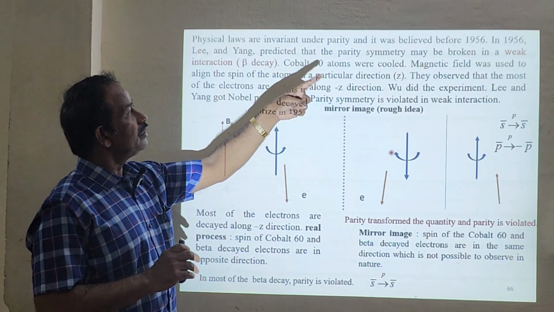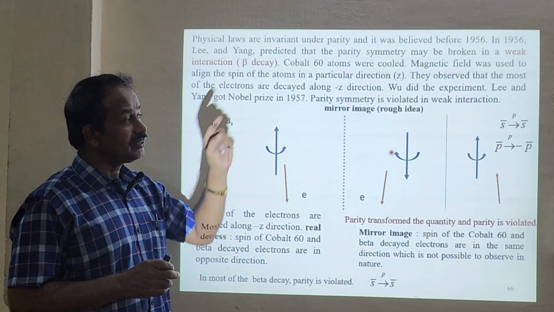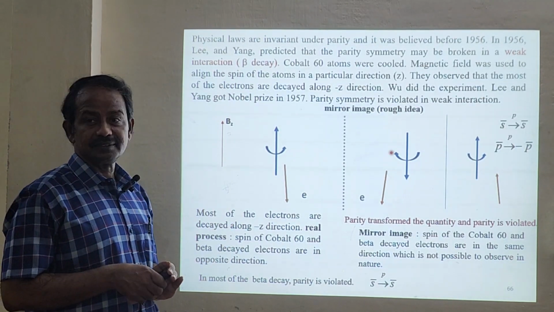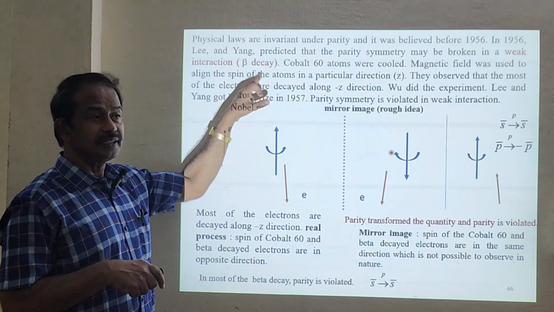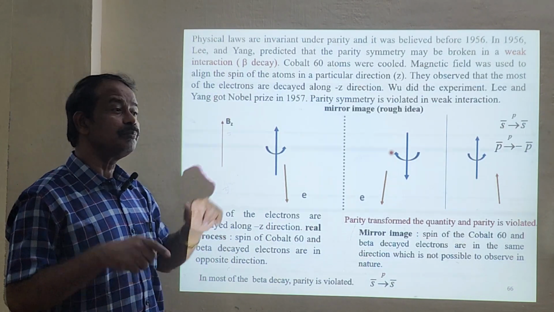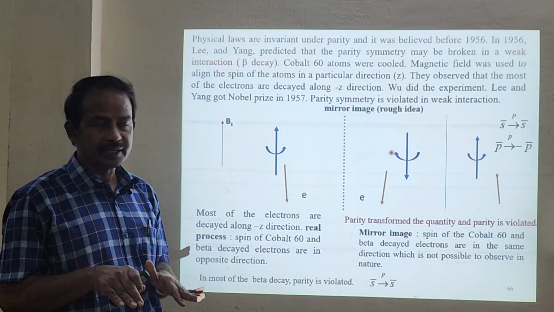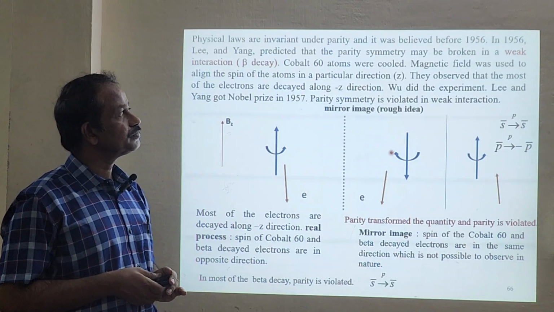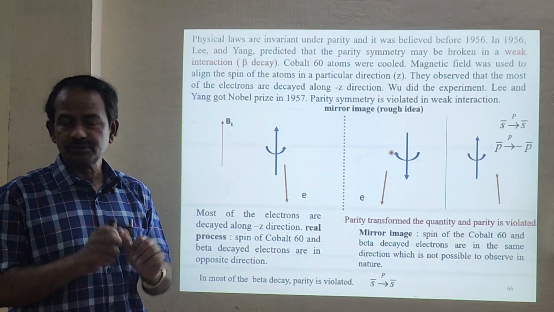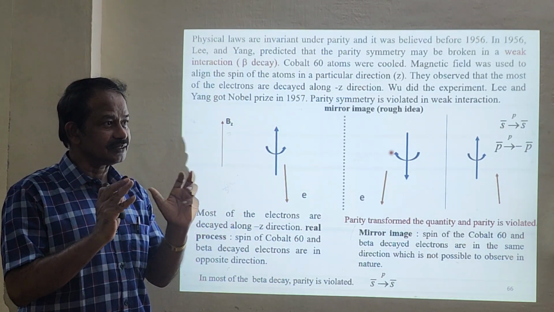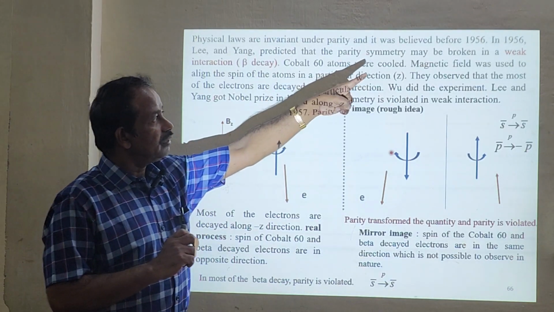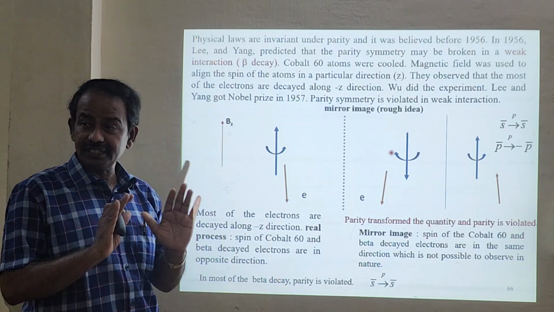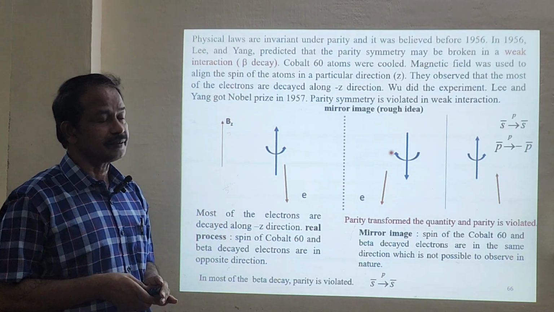Lee and Yang predicted that the parity symmetry will be broken for the weak interaction. Weak interaction means emission of electrons, which is nothing but beta decay. So beta decay is called a weak interaction. For example, just take cobalt 60 atoms. They predicted that for the weak interaction, the parity symmetry is broken. That was the prediction by Lee and Yang.